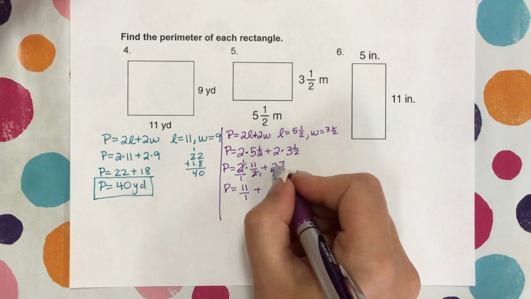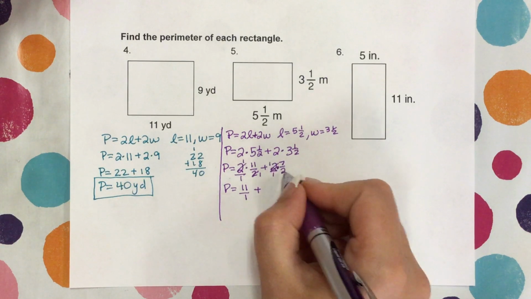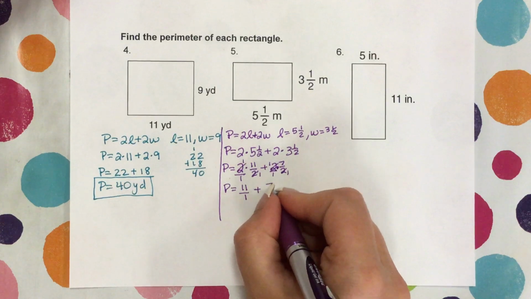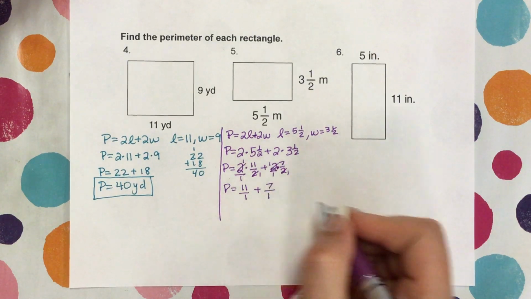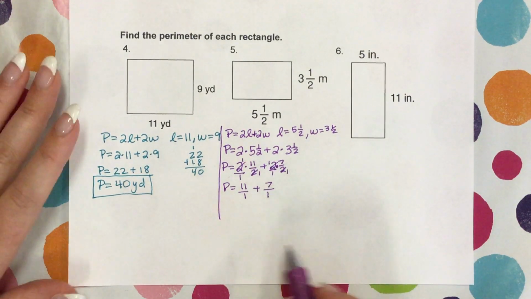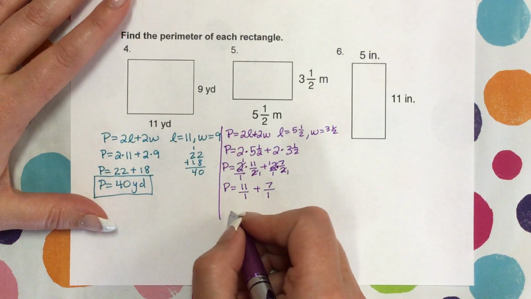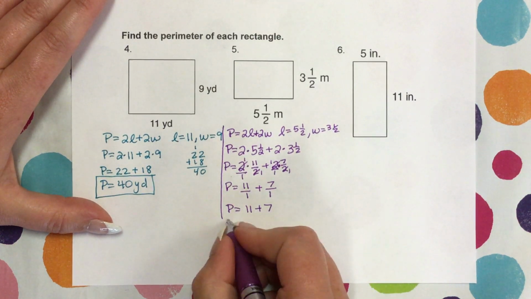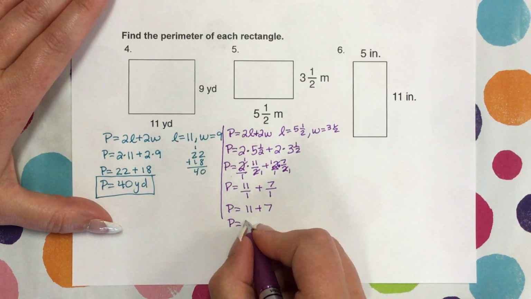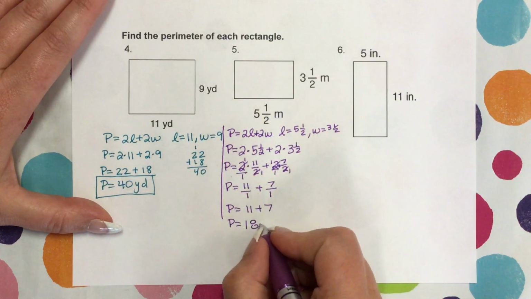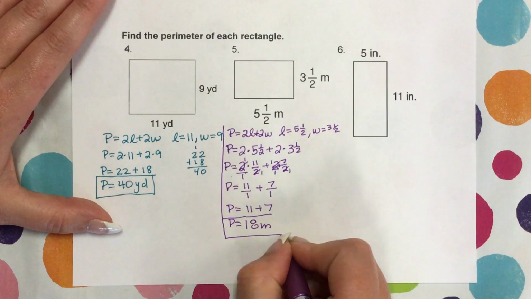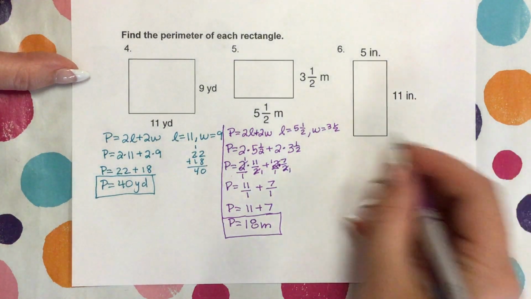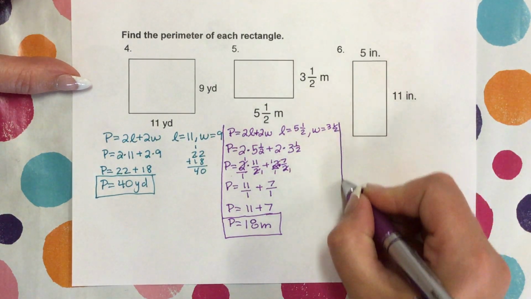I look to cross cancel. These 2's cancel out. 2 goes into 2 one time, 2 goes into 2 one time. And then I multiply across. I get 1 times 7, which is 7, over 1 times 1, which is 1. This is basically the same thing as saying P equals 11 plus 7, which means that our perimeter, 11 plus 7, is 18 meters. And that's our answer, so we're going to put a box around it. Boom. If you got that one right, perfect. Great job. Okay, let's go on to problem 6 and see how you did.